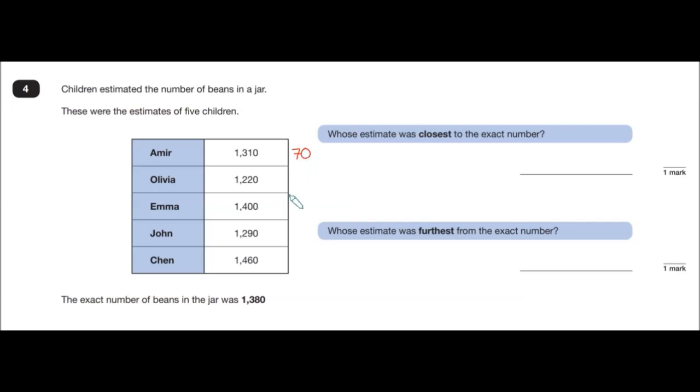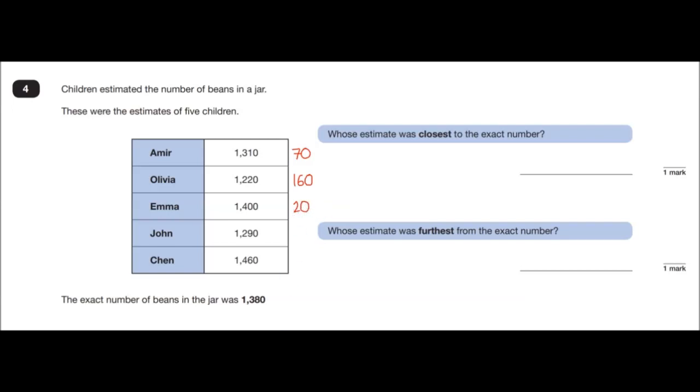Next, we move on to Olivia, who guessed that there were 1,220 beans in the jar. Now that is 160 away, so we'll write that down just there. Emma's guess was 1,400, which is actually an overestimate, so her guess was greater than the exact number of beans in the jar. But we can still use the same logic as before, so the difference between 1,400 and 1,380 is 20, so we can write that down just there. So her guess was 20 away from the actual number.